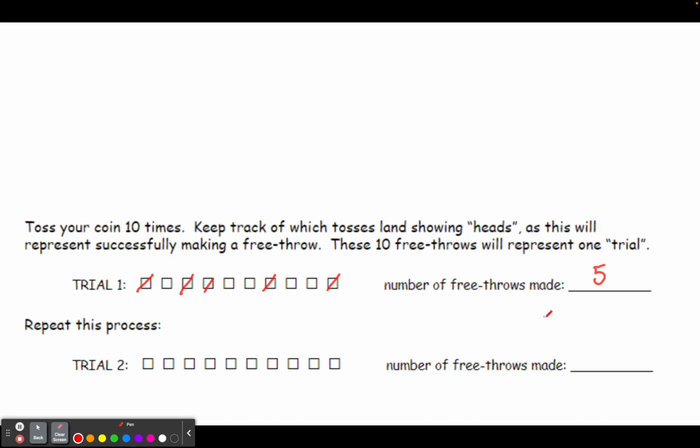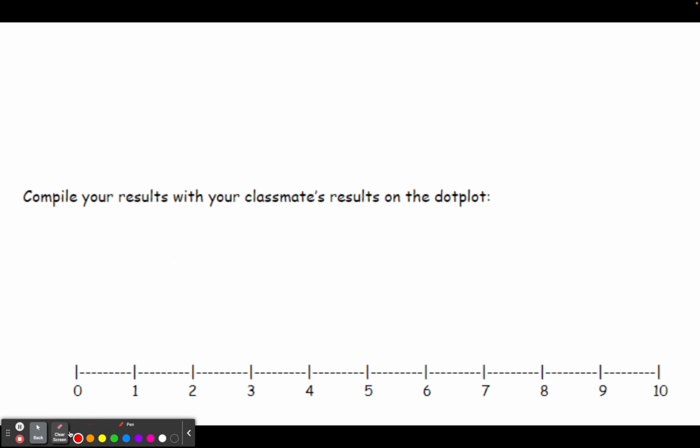Now let's suppose that we repeat this and the next time we get something that looks like this. So we have heads, heads, tails, tails, tails, heads, tails, tails, tails, tails. So this time she only made 3 out of 10, which is what happened when she went out to the court. Now on your dot plot, you would record your results. So we had 5 and 3. And so you would put a dot at 5 and a dot at 3. And notice the dot plot goes from 0 to 10 because if she's shooting 10 times, she could make none of the free throws or 1 or 2 or any number of them up to 10.